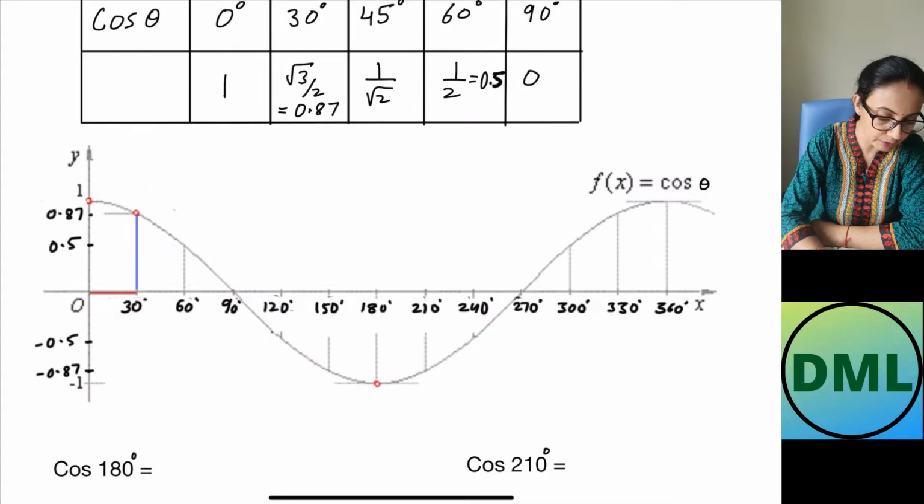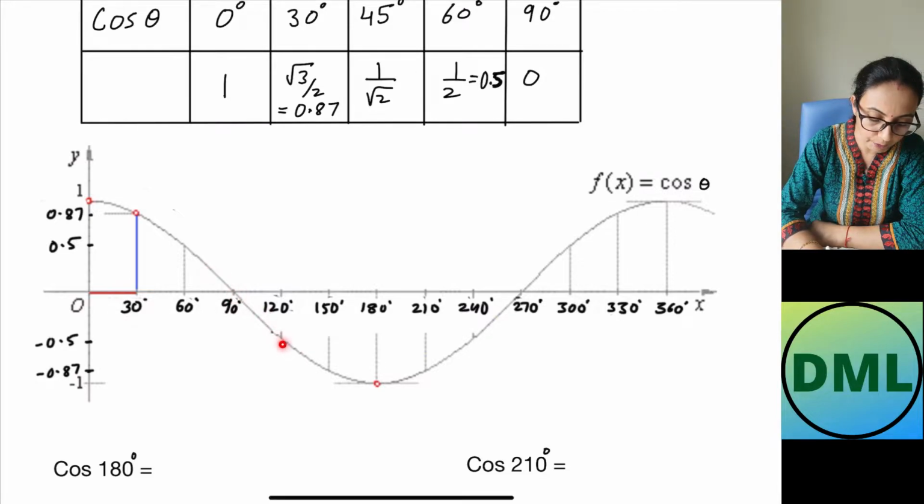If I plot the values for 0 degree, cos 0 degree is 1. As you can see from here, cos 0 degree is 1 here. Cos 30 degree is root 3 by 2, which is approximately equal to 0.87. Cos 60 degree is half, as you can see from here. And cos 90 degree is 0.